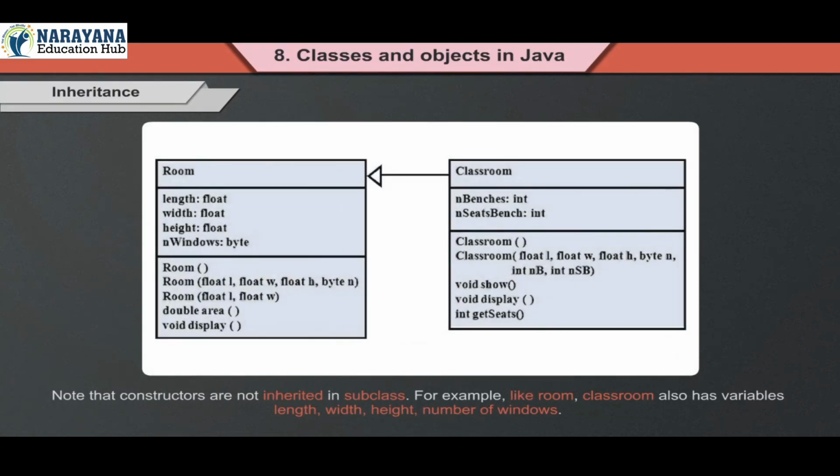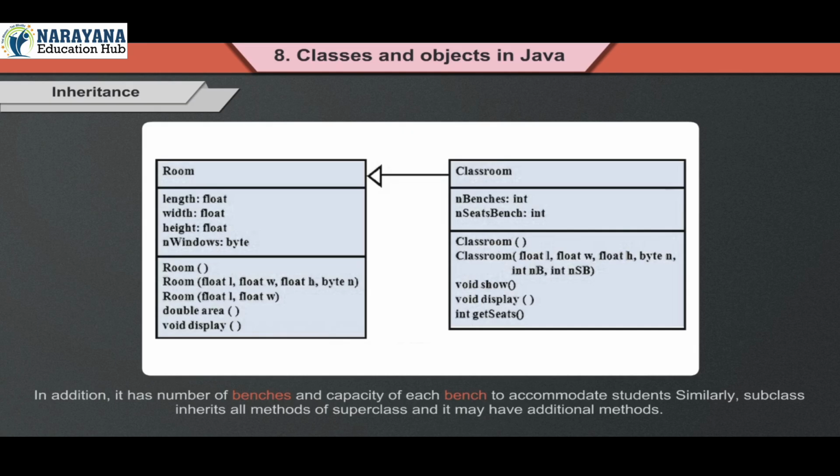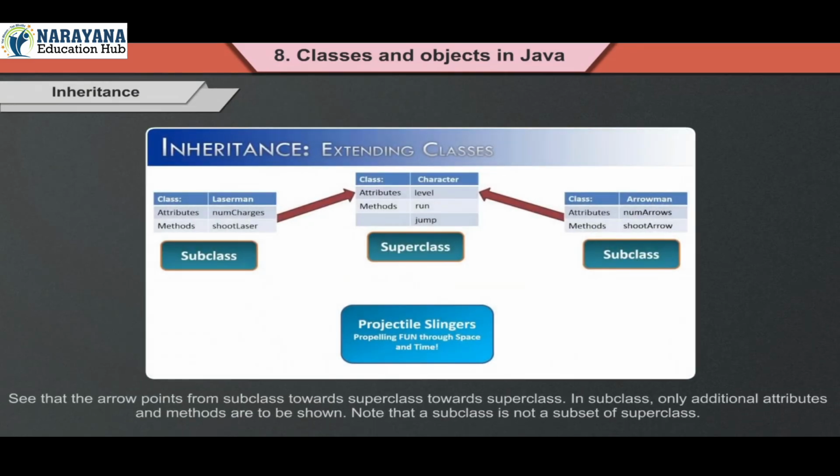For example, like room, classroom also has variables length, width, height, number of windows. In addition, it has number of benches, capacity of each bench to accommodate students. Similarly, subclass inherits all methods of superclass and it may have additional methods. Here, subclass classroom has additional methods show, display, getSeats, and its constructor methods. This figure shows a class diagram that has a class named classroom derived from its parent class named room. See that the arrow points from subclass towards superclass.